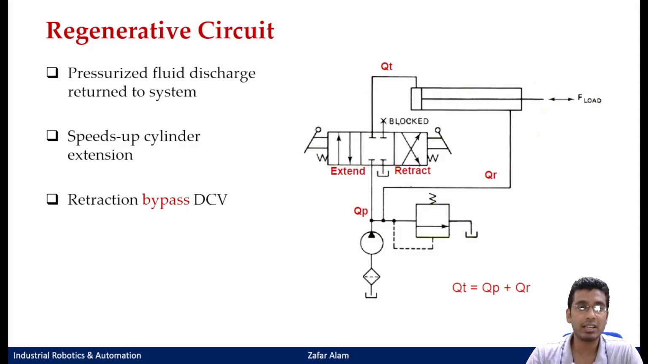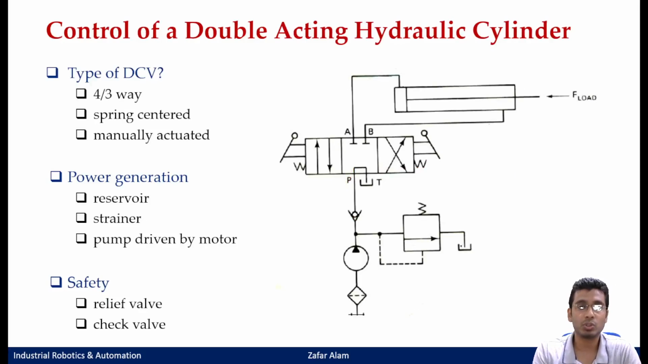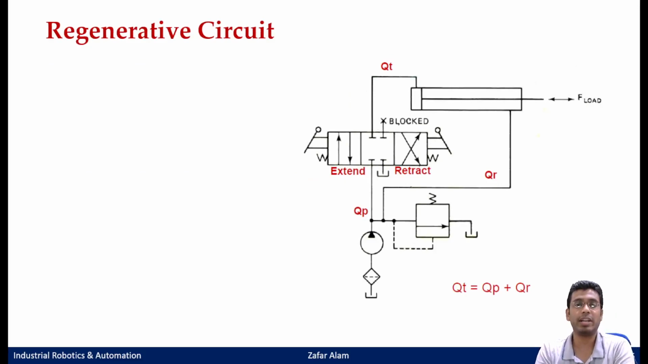Similar is the case here. A regenerative circuit means you are using the same energy of the cylinder extension and putting it again into a loop during the extension, so that your extension flow rate becomes the addition of your pump flow rate as well as your retraction flow rate. Okay, so this is a regenerative circuit. It only speeds up the extension motion, whereas the retraction motion would just be your normal motion, just like that of your previous example. Whatever speed this cylinder retracts at, in this case also the cylinder would retract with the same speed.